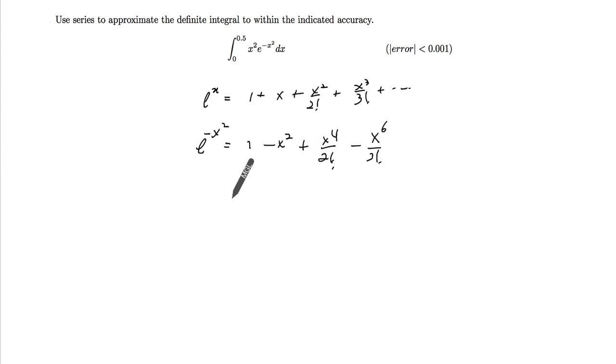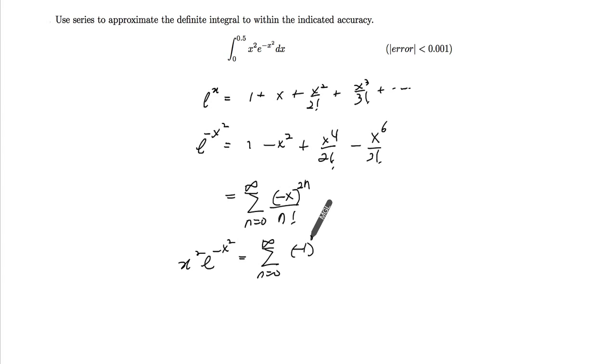So what is this in sigma notation? So minus x to the power of, this is going to be 2n over just n factorial, and n starts from 0. So then x squared e to the power of minus x squared will equal just this times x squared, okay?